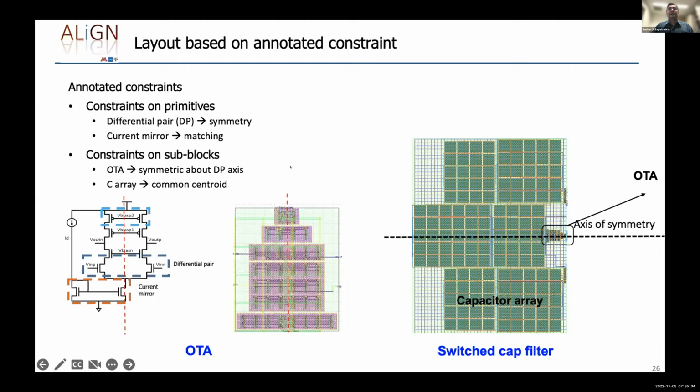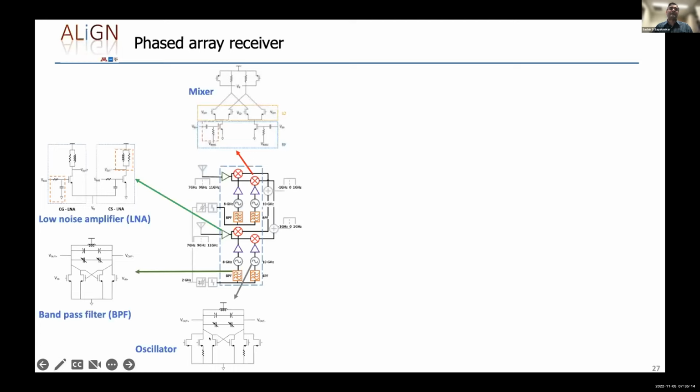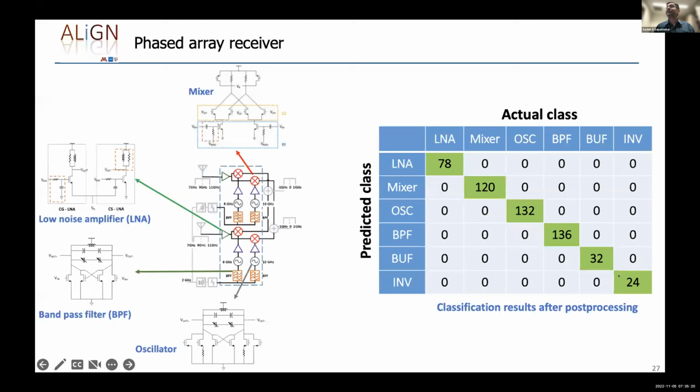Okay, so this is another example. This is a phase array receiver. I've shown the schematic to be compact, but the actual content looks something like this. And then if you pass this through the process, again, the confusion matrix looks very good after post-processing.